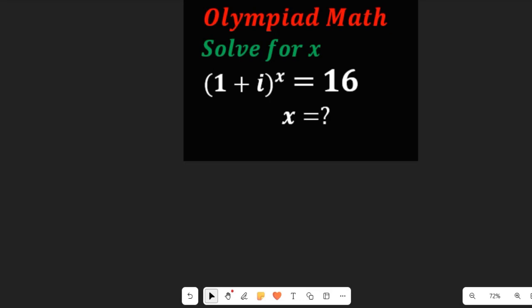Hello, can you solve this Maths Olympiad exam problem? We are asked to solve for x in (1 + i)^x = 16.